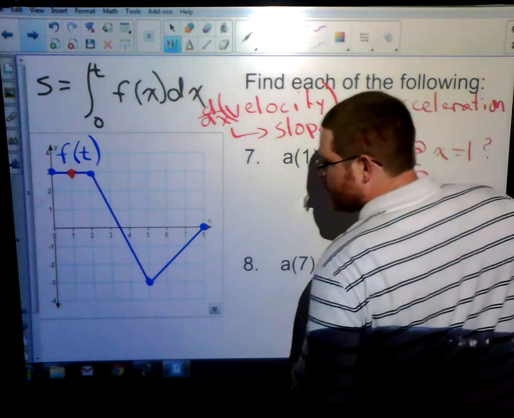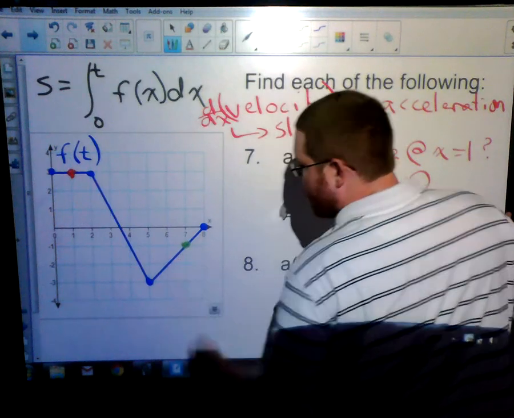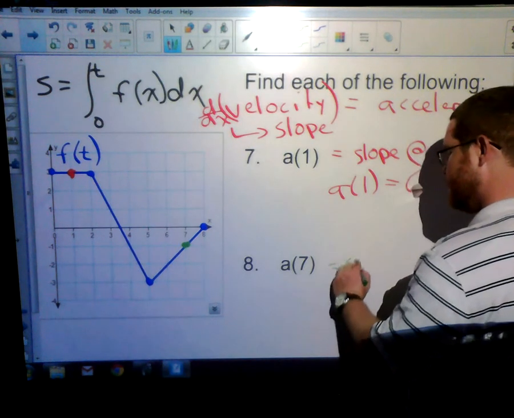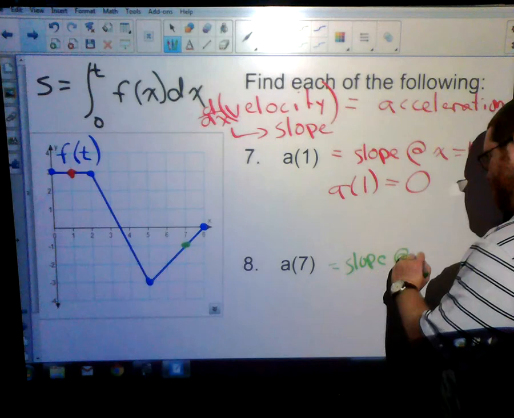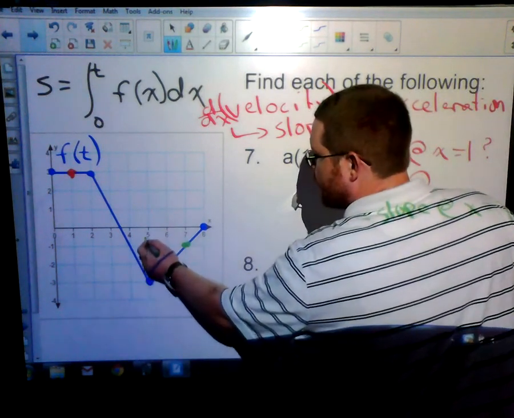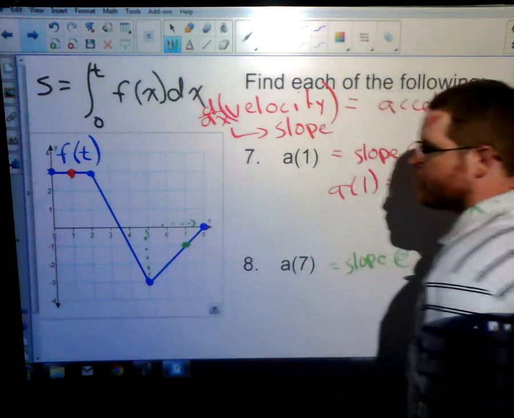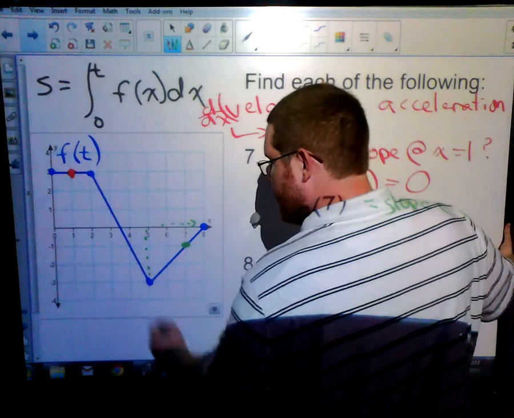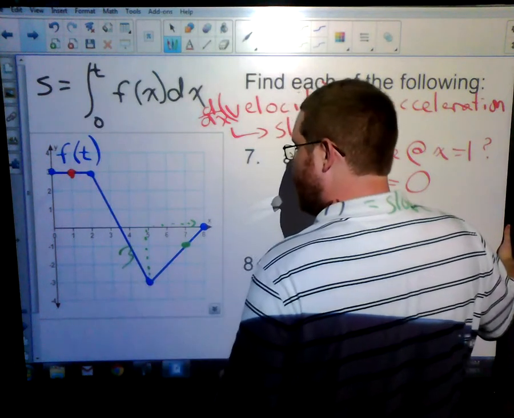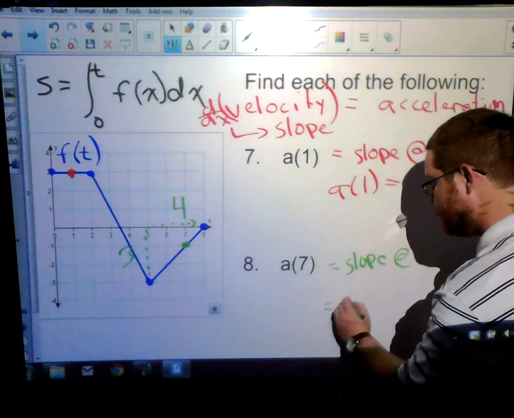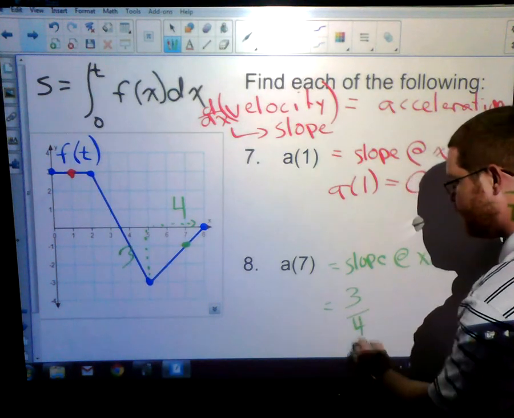This one takes a little bit more time to think about. How do I find the slope at 7? Well, normally we can't find the slope at a point. But what do you notice about this graph? It's a line. So how do I find the slope of a line? It's rise over run. How far did I go up? I went up 3. How far did I go over? I went over 4. So the slope of that line is 3/4.